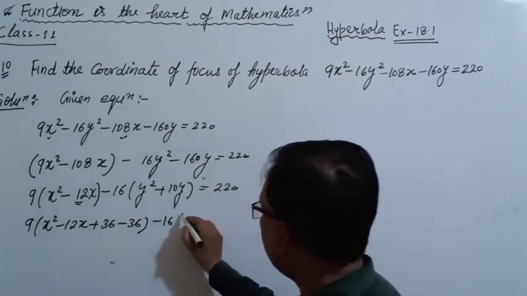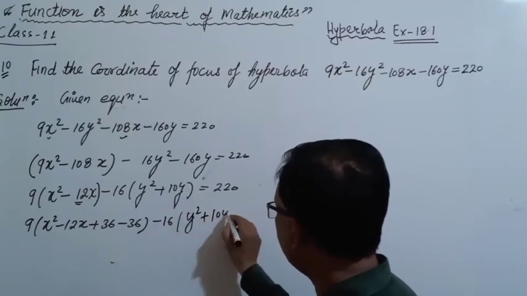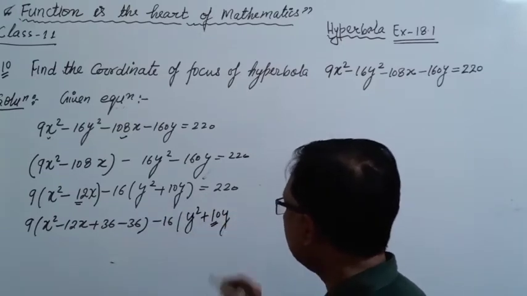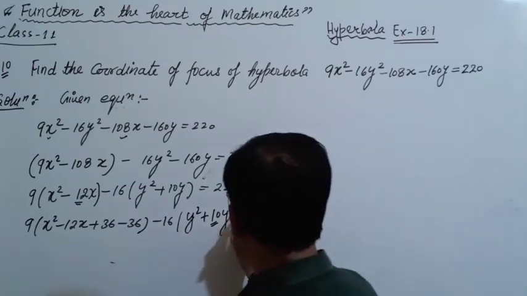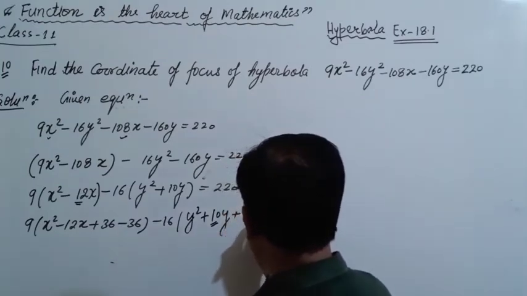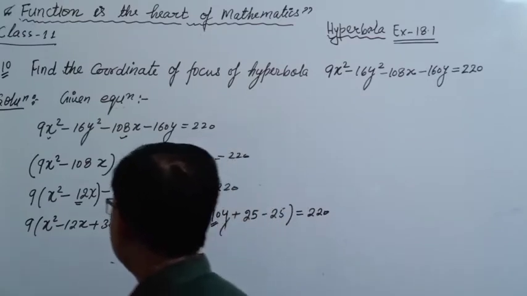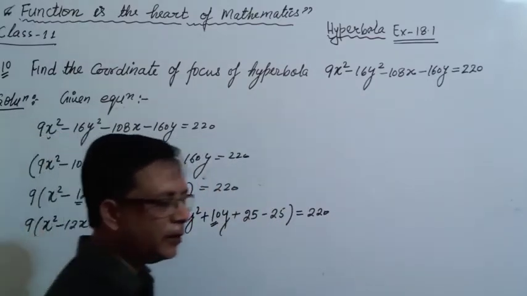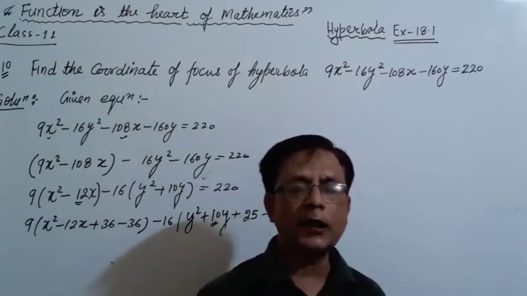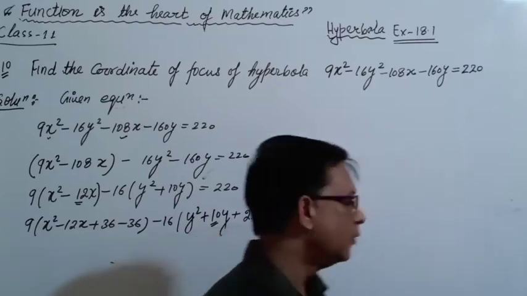Now in this bracket, what is the coefficient of y? It is 10. Half of 10 is 5. So we add and subtract the square of 5, which is 25, plus 25 and minus 25. This is the rule. What is the rule to make a perfect square? We always add and subtract the square of half the coefficient of x.